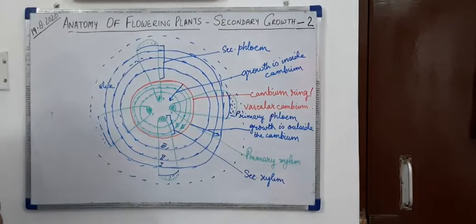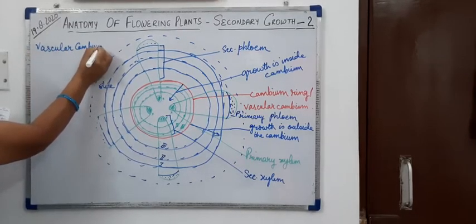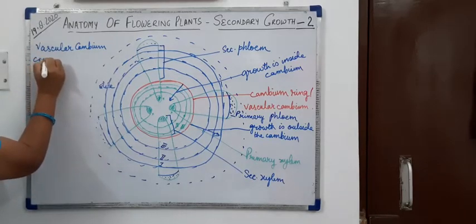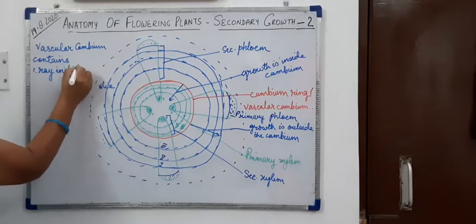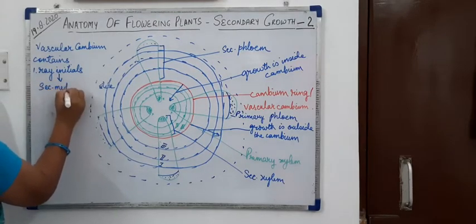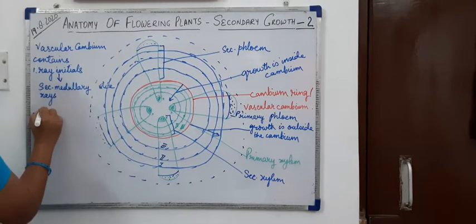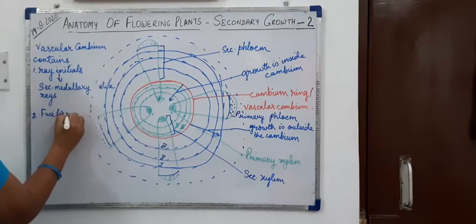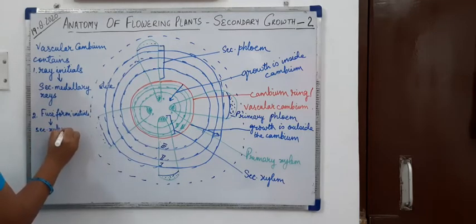Now, vascular cambium actually contains ray initials, which give rise to secondary medullary rays, and fusiform initials, which give rise to secondary xylem and secondary phloem.